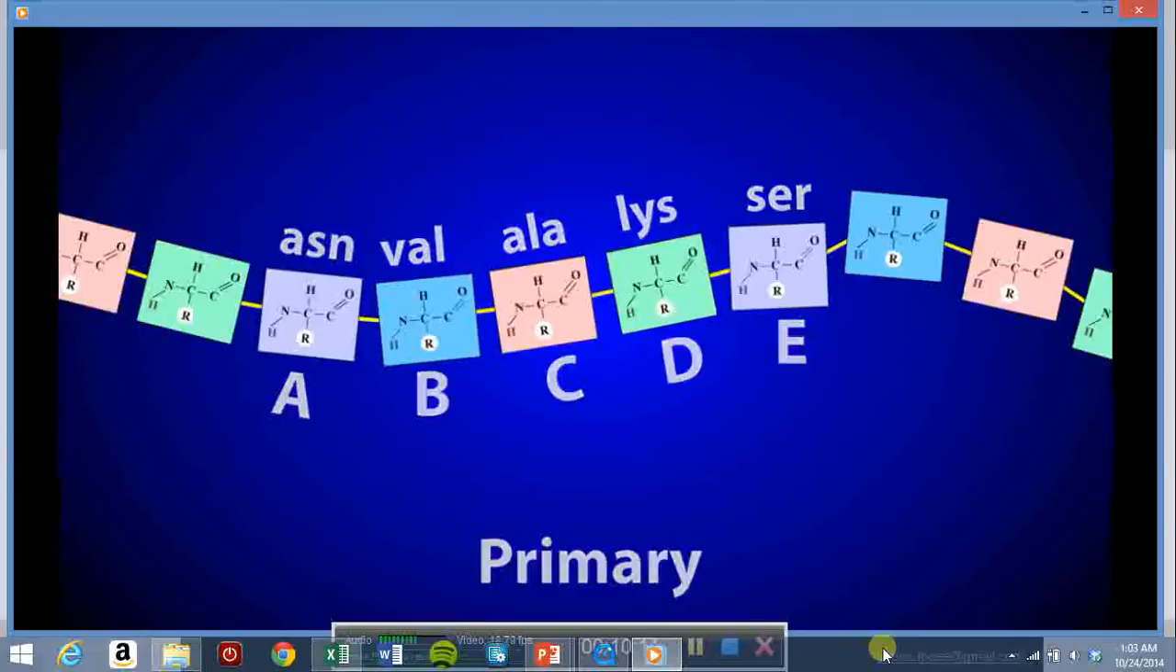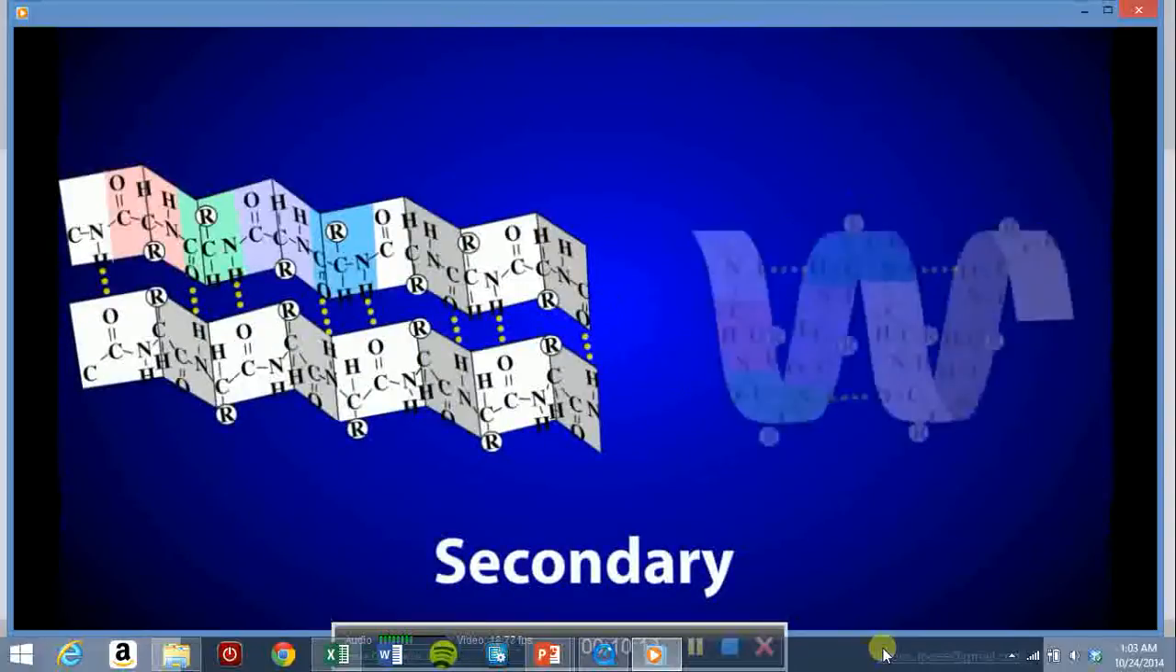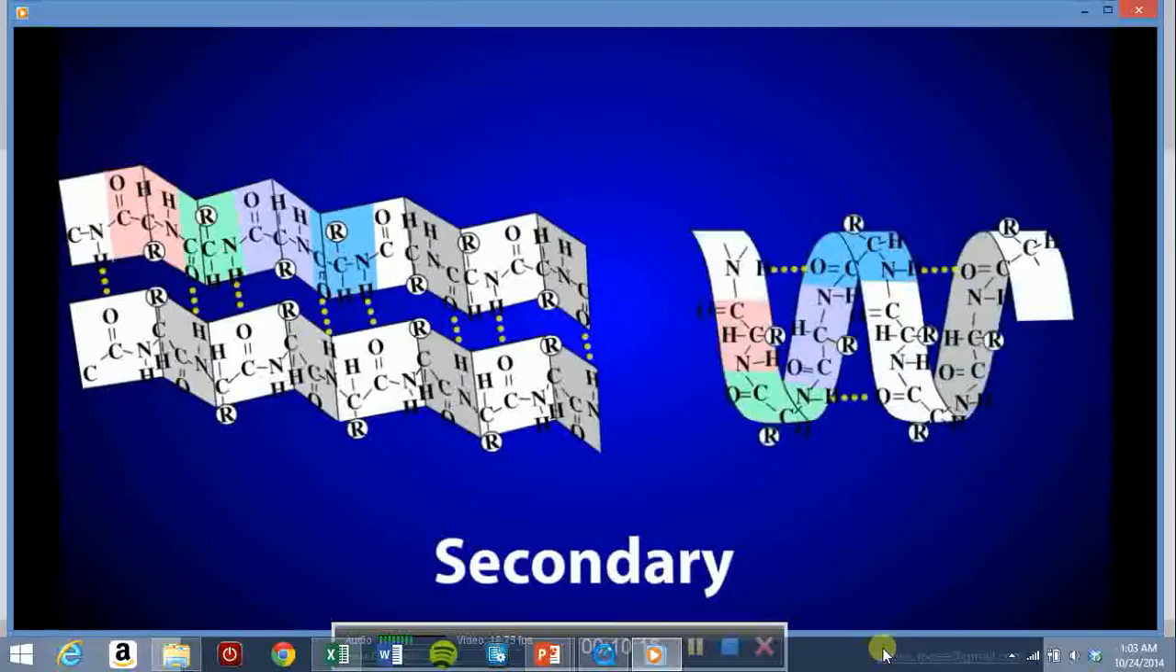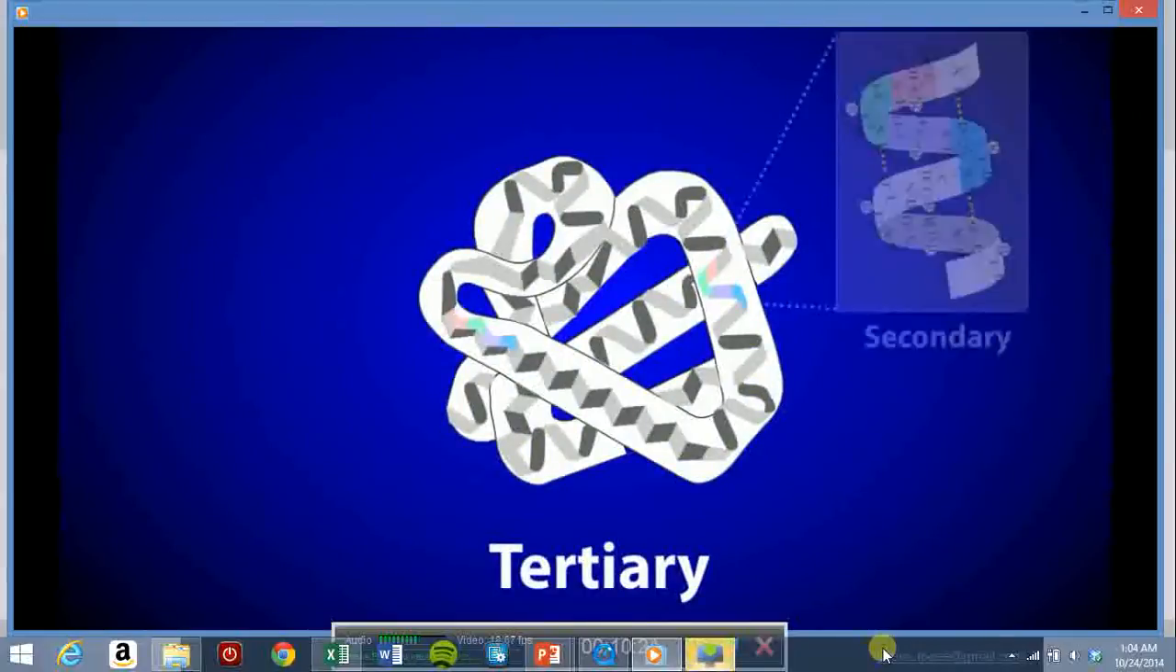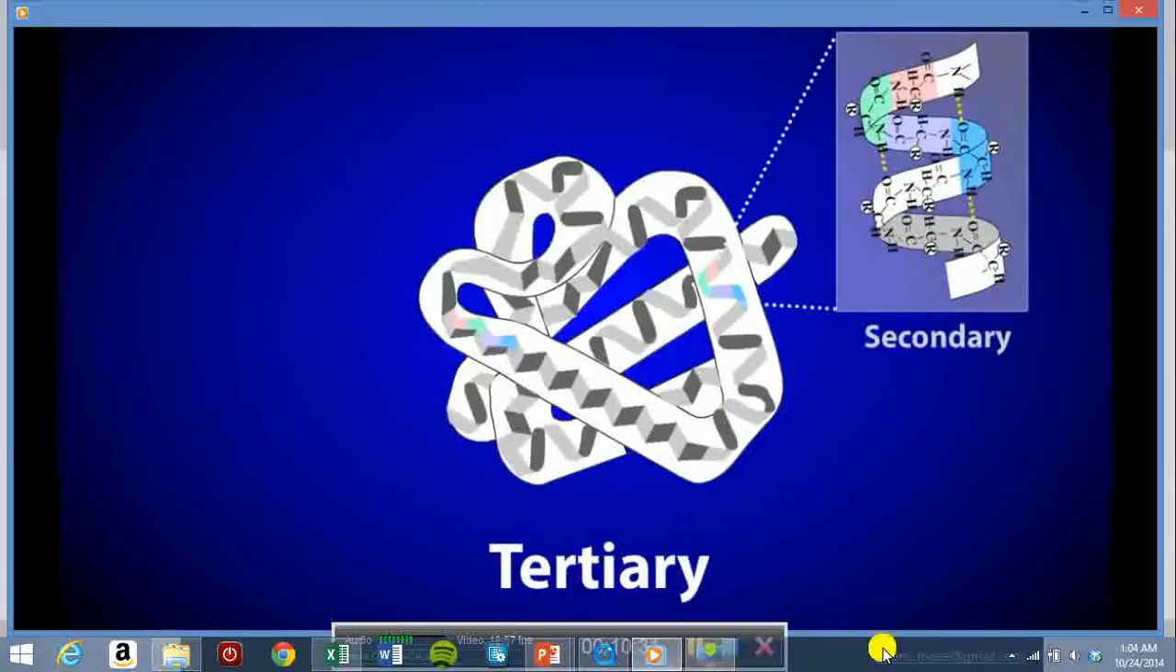The secondary structure refers to the pleated sheet or helix that a protein chain can form due to hydrogen bonding and other chemical attractions between the R groups of nearby amino acids. The overall shape of a polypeptide is called its tertiary structure. This level of structure is created when the secondary structure folds and twists upon itself.